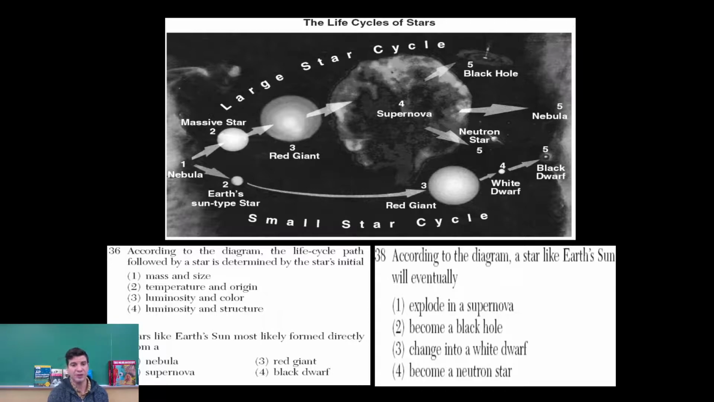Okay, a couple Regents questions here. 36. According to the diagram, the life cycle path followed by a star is determined by the star's initial what? 1. Mass and size. Stars like Earth most likely form directly from a nebula, supernova, red giant, black. The answer would be 1, a nebula. 38. According to the diagram, a star like Earth's sun will eventually explode in a supernova, become a black hole, change into a white dwarf, or become a neutron star. The answer is 3, change into a white dwarf.